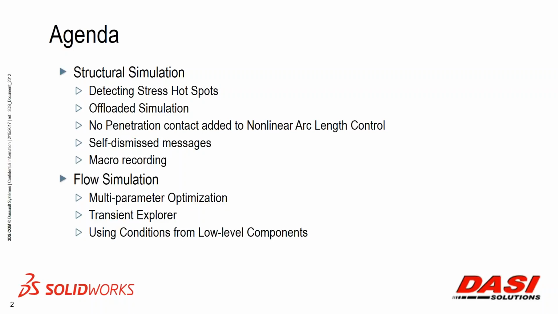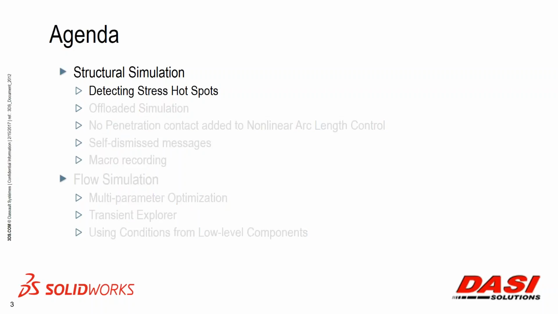So from the structural simulation side, we're going to look at detecting stress hotspots, offloaded simulation, also some of the additional contact added to the nonlinear arc length control option, self-dismiss messages, and macro recording. Then later on we'll talk a little bit about what we're going to do in Flow. So let's take a look at the structural side, starting with the new detecting stress hotspots tool.